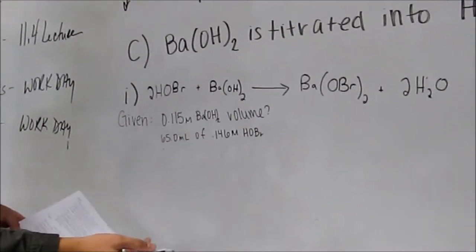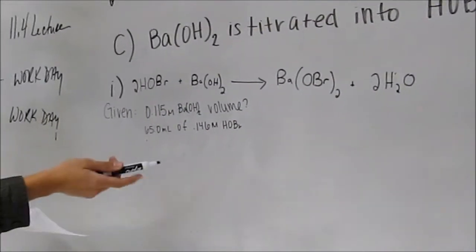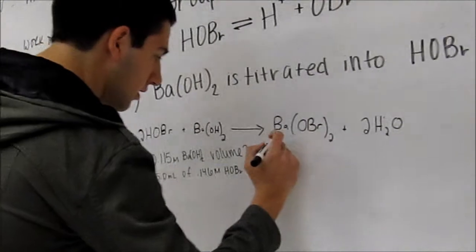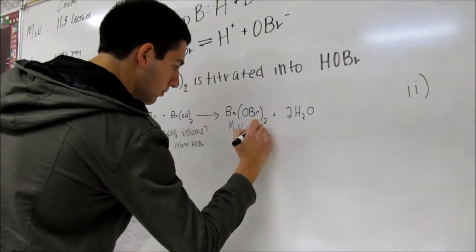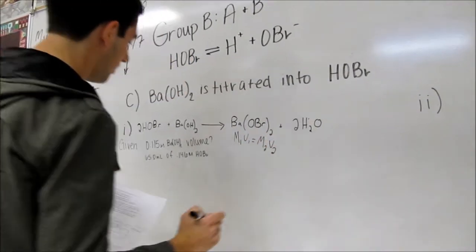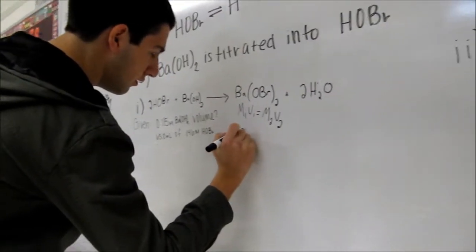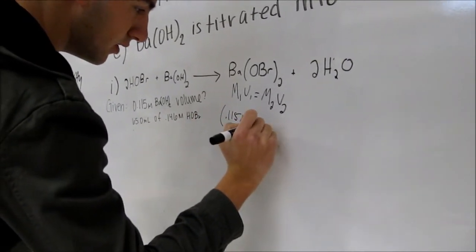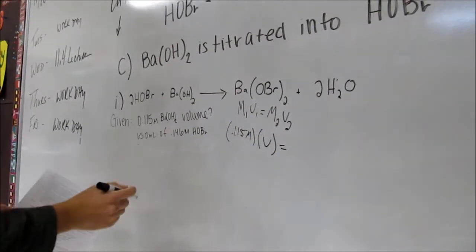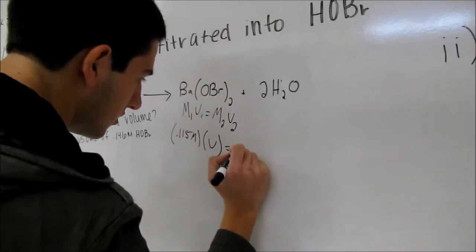So to start off, we need to write a balanced equation like this. If you don't write a balanced equation, you're not going to put the 2 here, so your answer is not going to be correct. So we're going to do M1V1 equals M2V2. We're going to put the given molarity. We don't know the volume. Then we're going to have to double this because there's 2 of them.